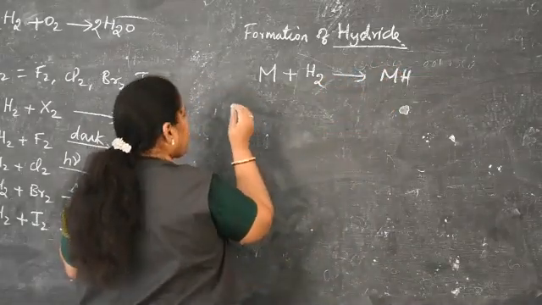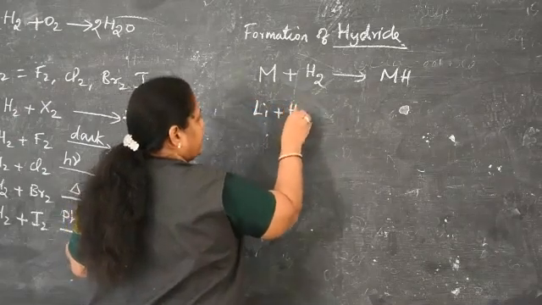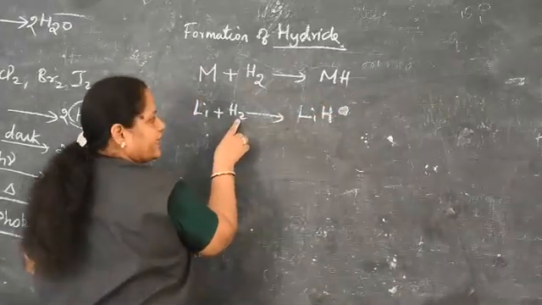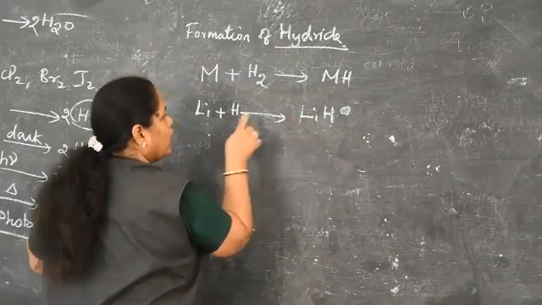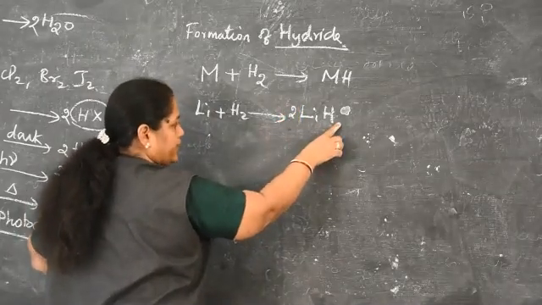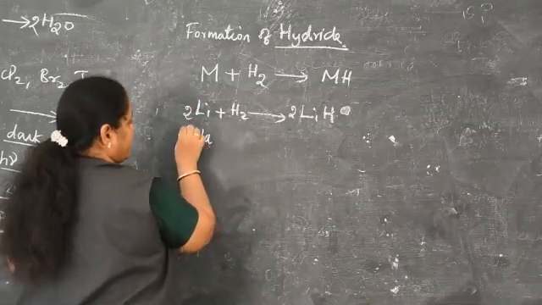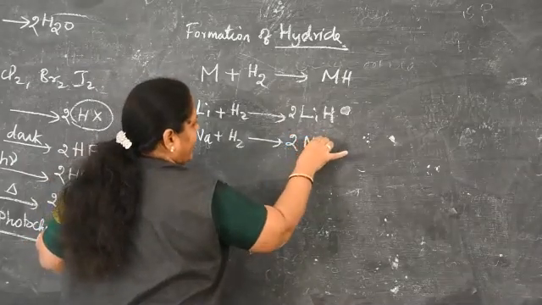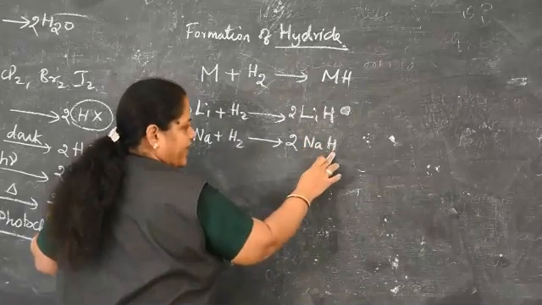Or I write the metal lithium combined with hydrogen, it forms lithium hydride. Here 2 hydrogens don't change the chemical formula of the given compound. So, here 2 hydrogen is there, that is why the 2 is put here, not here. So here 2 means lithium also 2. When sodium reacts with hydrogen, it forms NaH. This is called lithium hydride. This is called sodium hydride.